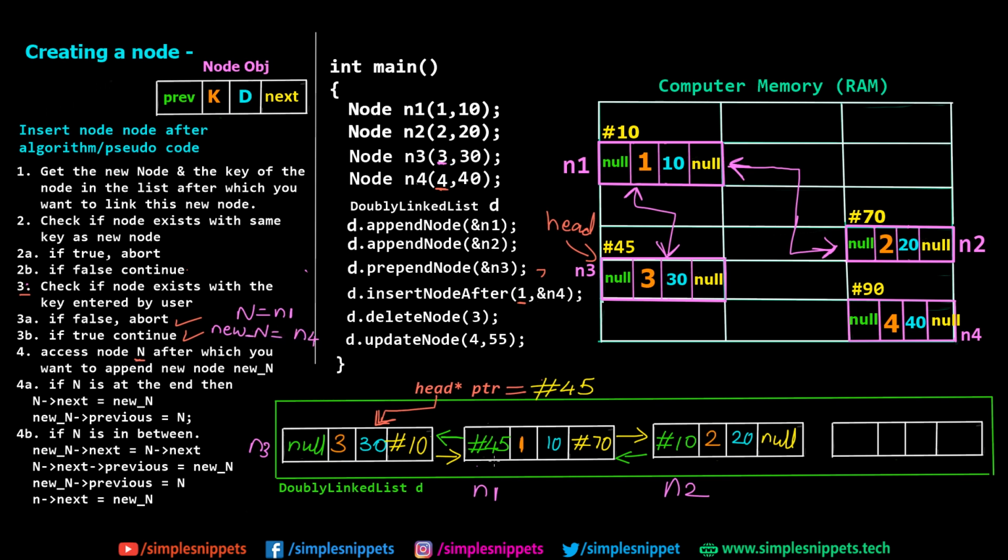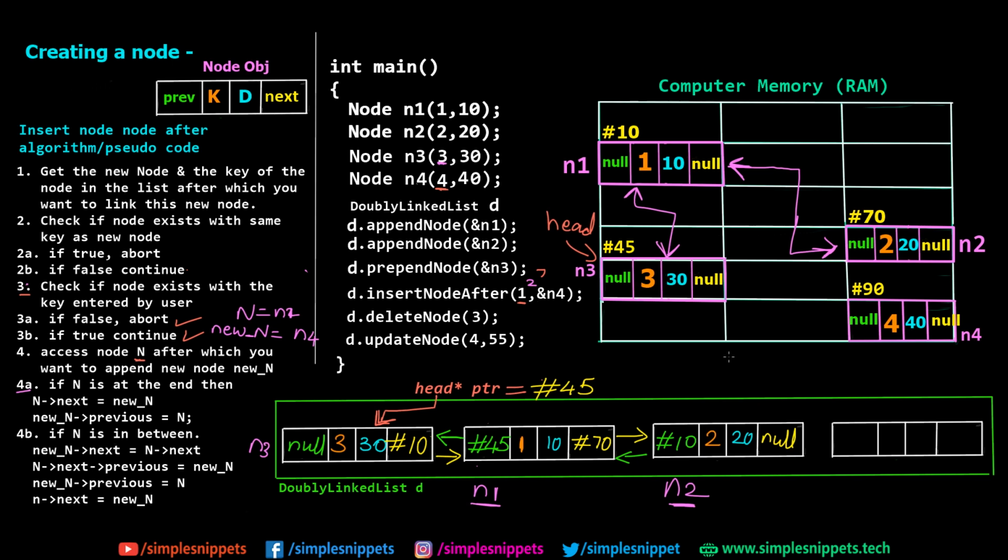Okay, so we have to first access n1, and in step number 4a, what we have to do is check if this n is at the end. Now we know that n1 is not in the end, it is in between n3 and n2. So if it was at the end, let's assume that we passed value 2. That would mean that we have to access n2, and n2 is at the end. So when n2 is at the end, we just say n of next. Now this n again would be n2 over here. So n2 of next is equal to new n.